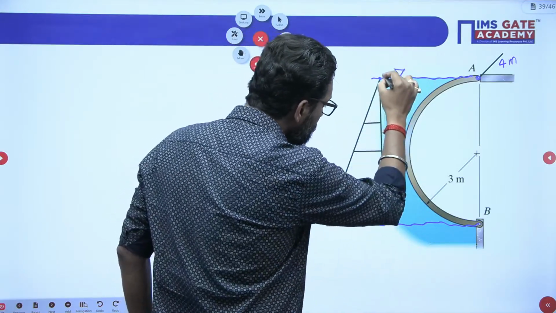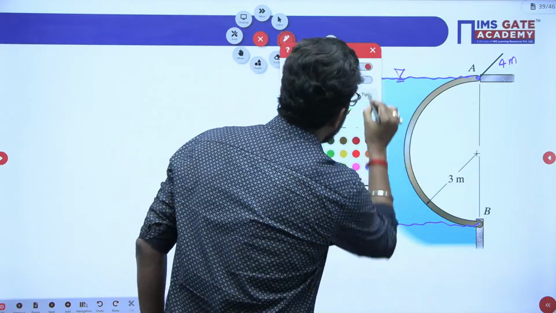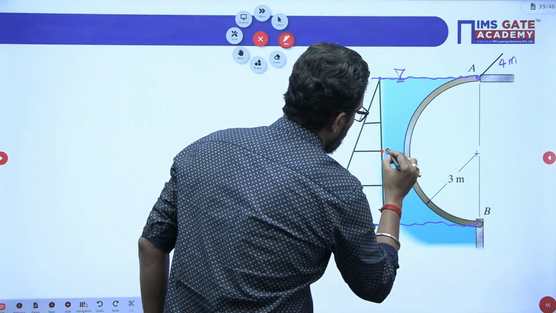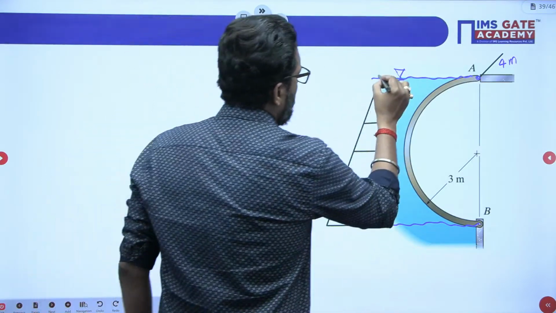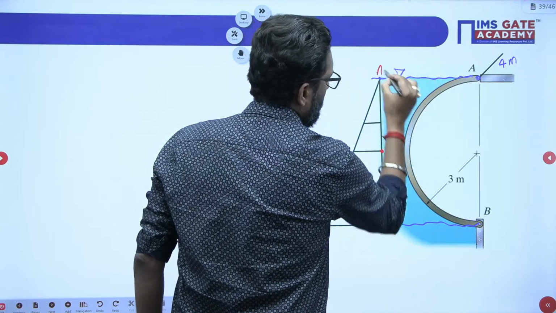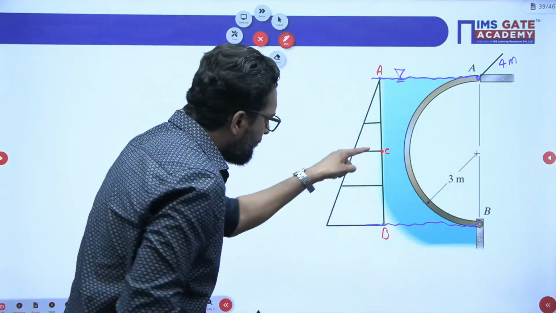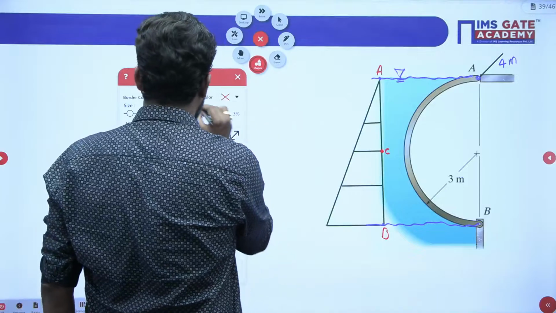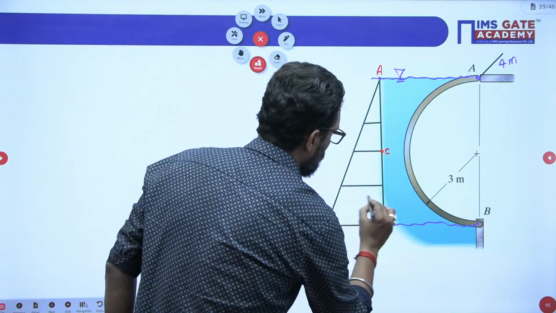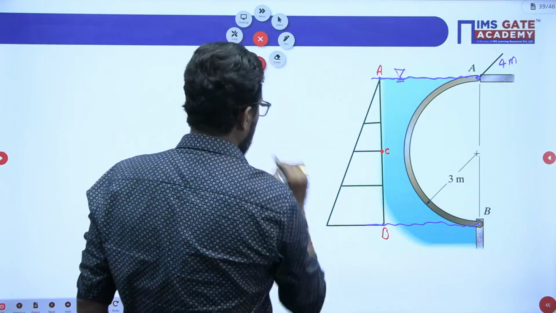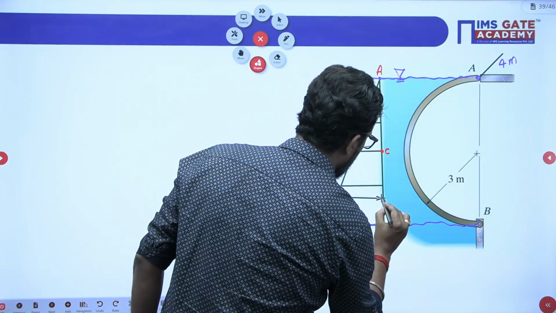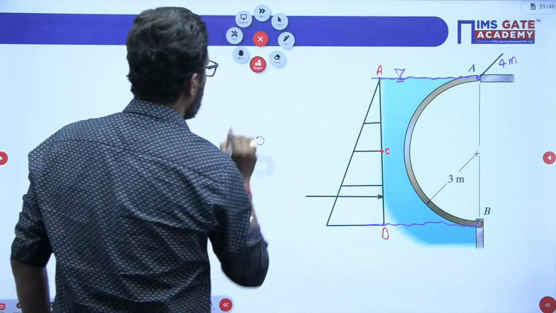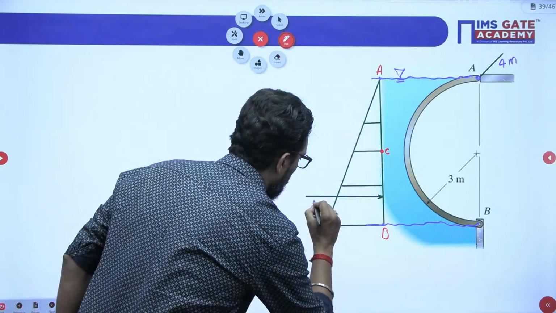Now, my dear, suppose there is a CG at this point, point C. Suppose this is the free surface A, and this is B. The intensity of hydrostatic force is larger in between C and D, so there must be a point where the net hydrostatic force will pass. Suppose this is the net horizontal hydrostatic force. This is your FH, the horizontal hydrostatic force.